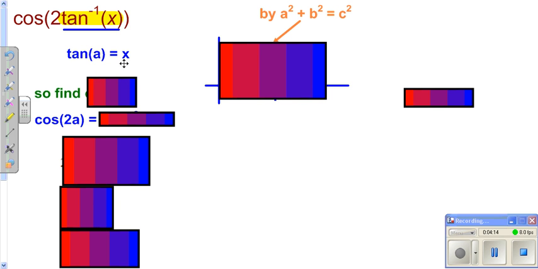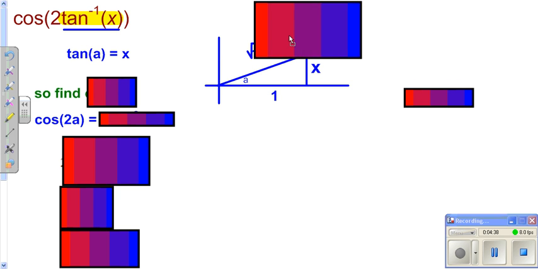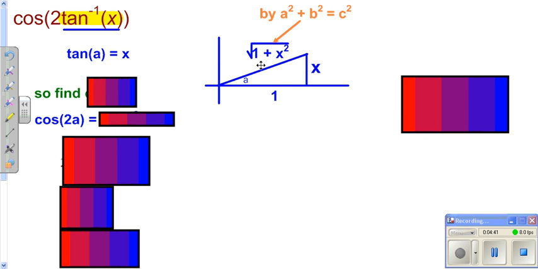So draw yourself a triangle. Remember, you come out from the origin, make a right angle to the x-axis. Tangent is opposite of x over adjacent of 1 because it's x over 1. Use your Pythagorean theorem to be able to get your hypotenuse. 1 squared plus x squared equals your hypotenuse squared. So you get the square root of 1 plus x squared.